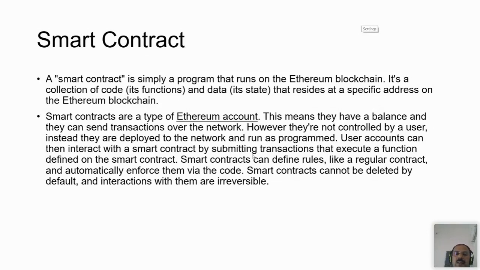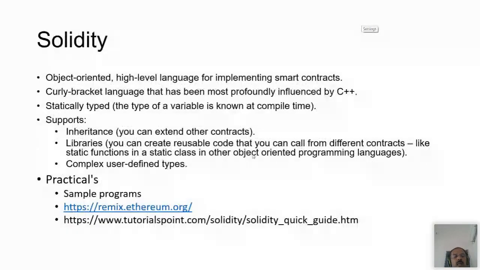A smart contract is a type of Ethereum account. You can use the smart contract to define the rules and regulations, and then it automatically runs and manages based on whatever you have written. Most of the time, the programming language used is Solidity. Solidity is an object-oriented programming language, and it supports many of the object-oriented features.